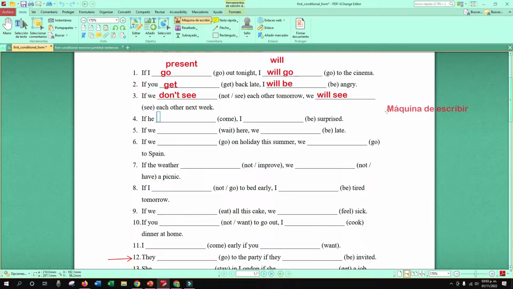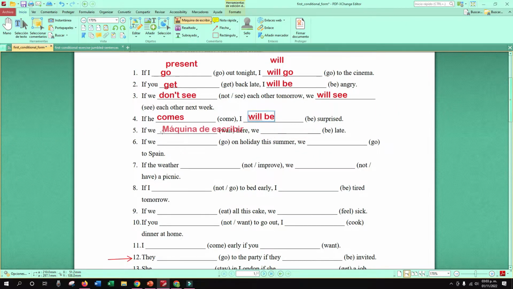If he, that is third person, right? He. If he comes. Perfect. If he comes, I'll what? Future? Will be. I will be surprised. Right? Excellent, Karen. What about five?